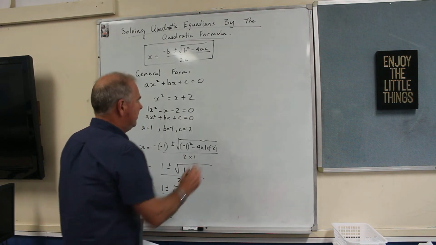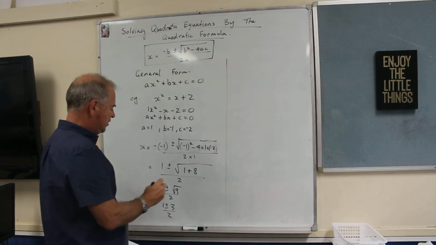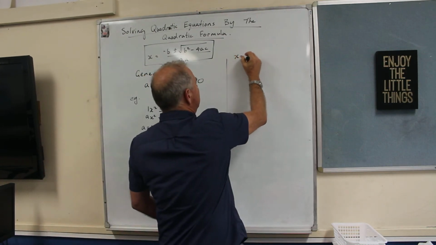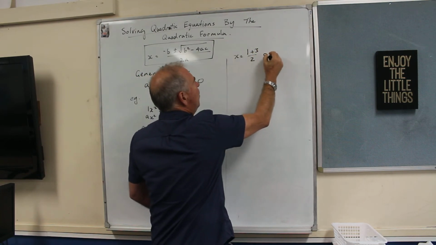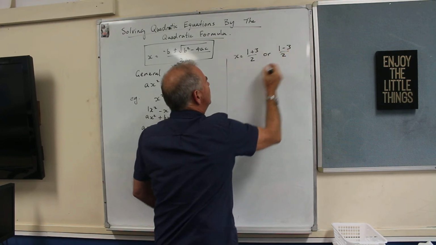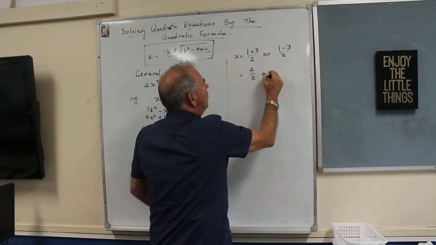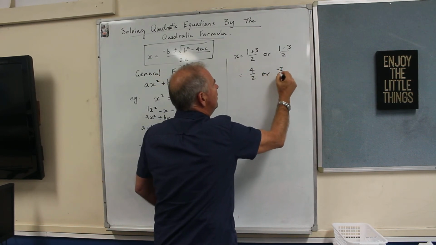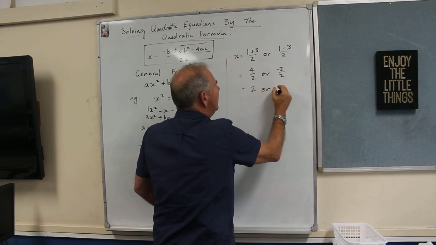Okay, there it is. Right, so what we've got now is two solutions there. We've got x equals 1 plus 3 over 2, or x equals 1 minus 3 over 2. Let's have a look at those. That's 4 over 2 or negative 2 over 2. So our solutions are 2 or negative 1.